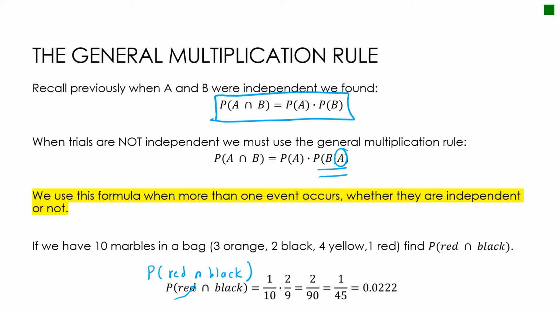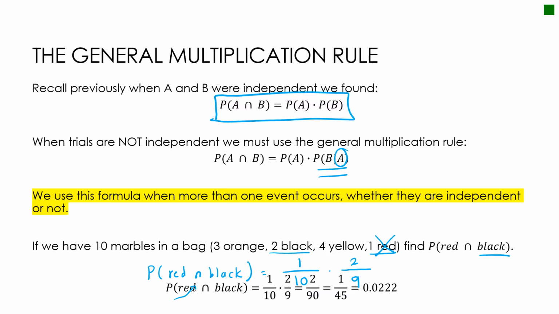So here I say the probability of red is I have 10 marbles and one of them is red. So the second time I have to find the probability of a black, but I have to assume that I've already chosen the red. So this red is gone, which means I only have 9 marbles left in my bag, and 2 of them are black.